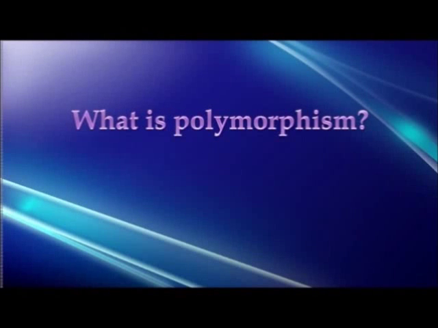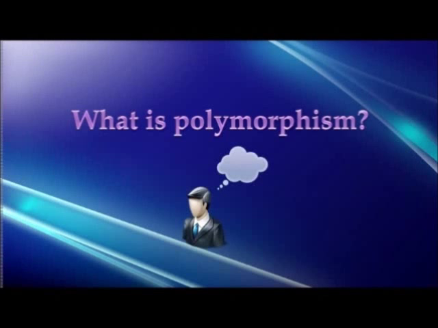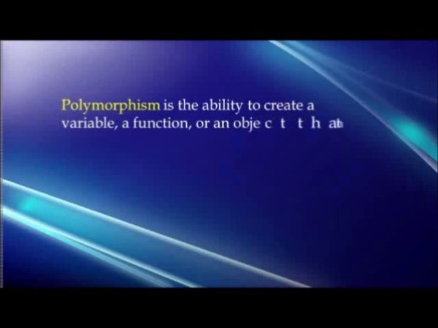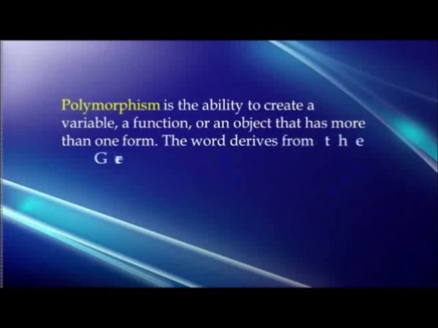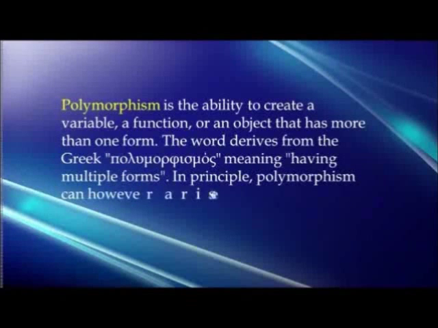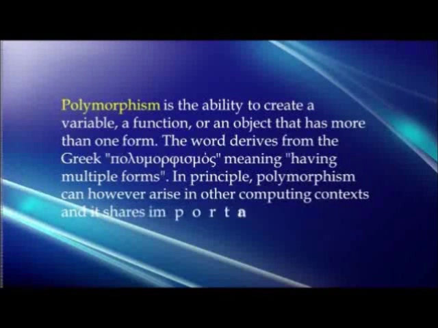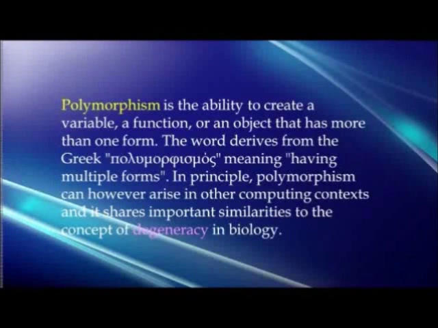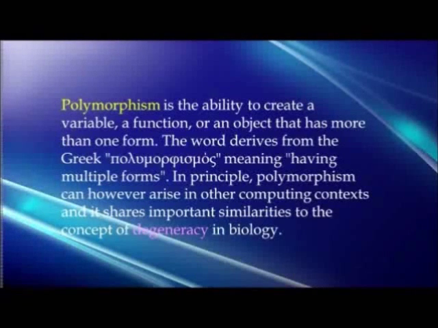What is polymorphism? Polymorphism is the ability to create a variable, a function, or an object that has more than one form. The word derives from the Greek polys, meaning having multiple forms. In principle, polymorphism can however arise in other computing contexts, and it shares important similarities to the concept of degeneracy in biology.